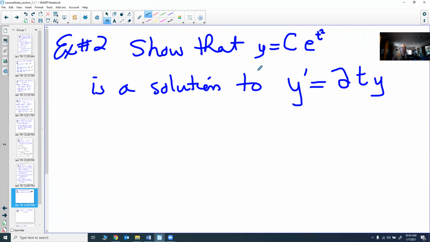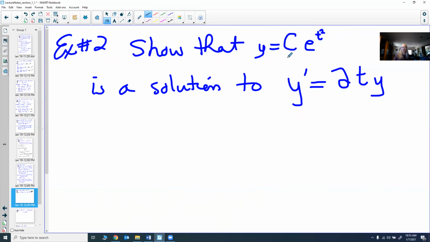All right, I want to show that y equals c e to the t squared is a solution to y prime equals 2ty. This is actually a family of solutions. We have this constant in here. We have a one parameter family. We don't know what that constant is. And remember that constant comes from the same idea as your integrals, where you're taking an integral and you have that plus c. That's kind of where this comes from.